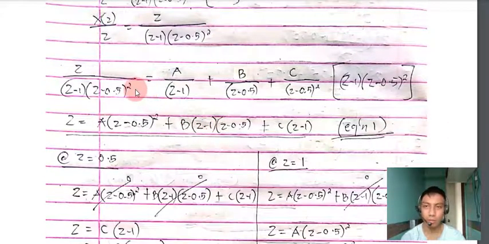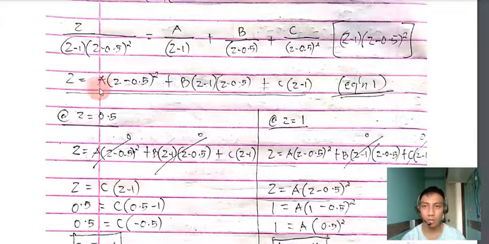So applying a partial fraction, we have z over (z minus 1)(z minus 0.5) squared equals A over (z minus 1) plus, excuse me, B over (z minus 0.5) plus C over (z minus 0.5) squared. Okay, so multiply the two terms to cancel the denominator. So we are left with z equals A(z minus 0.5) squared plus B multiplied by (z minus 1) multiplied by (z minus 0.5) plus C multiplied by (z minus 1). Okay, so this is our equation number 1.